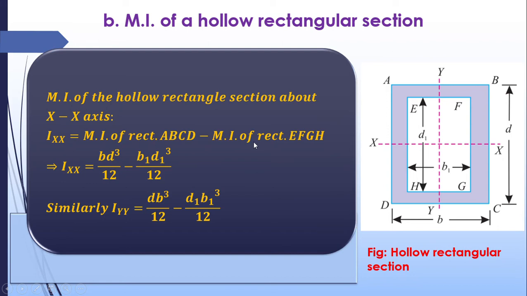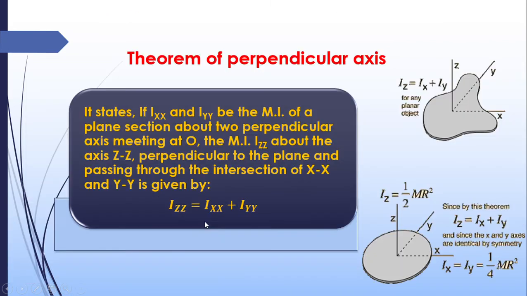We are subtracting both: moment of inertia of the outer rectangle minus moment of inertia of the inner rectangle. So it comes to be b d cube divided by 12 minus b1 d1 cube divided by 12, and this is about the x-x axis. About the y-y axis it will be reversed: d b cube divided by 12 minus d1 b1 cube divided by 12. So this is the case of everything.